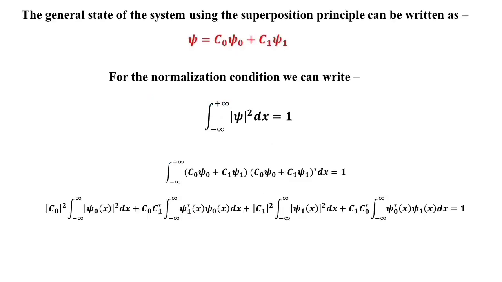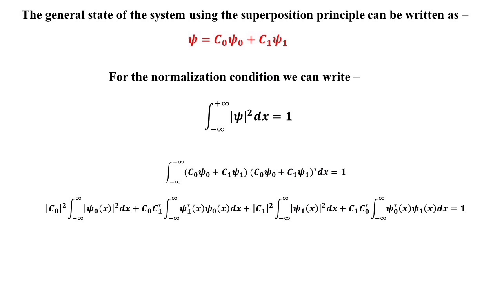So by using the orthonormalization condition, we have these 4 conditions which we have to use in the upcoming problem. The general state of the system using the superposition principle we have written as psi is C naught psi naught plus C1 psi 1, and we know the normalization condition of this state is integration from minus infinity to plus infinity of mod of psi square dx is equal to 1. So if psi is C0 psi 0 plus C1 psi 1, then what will be psi star, its complex conjugate? It will be the complex conjugate of the whole C naught psi naught plus C1 psi 1, times psi, dx equal to 1.